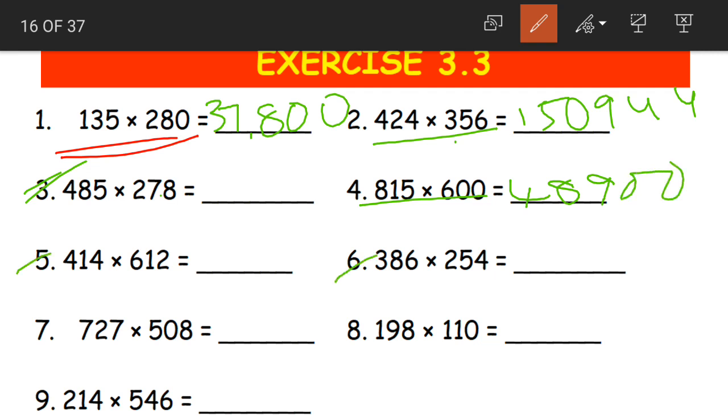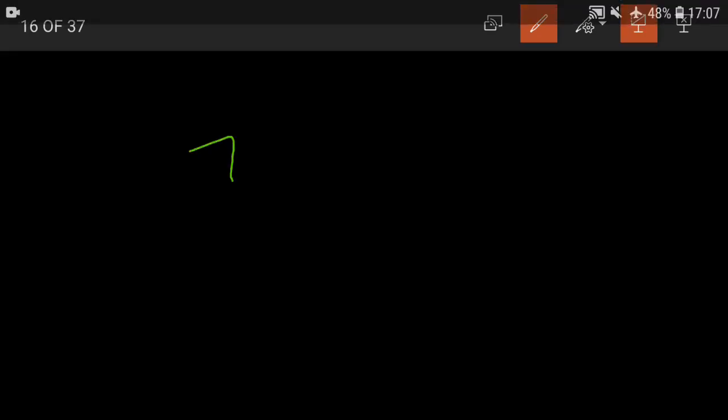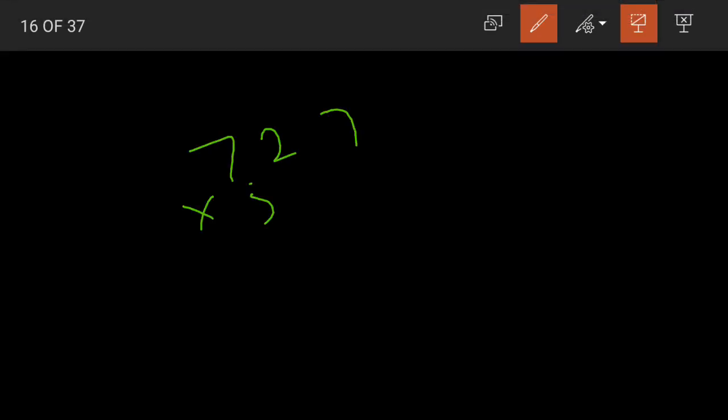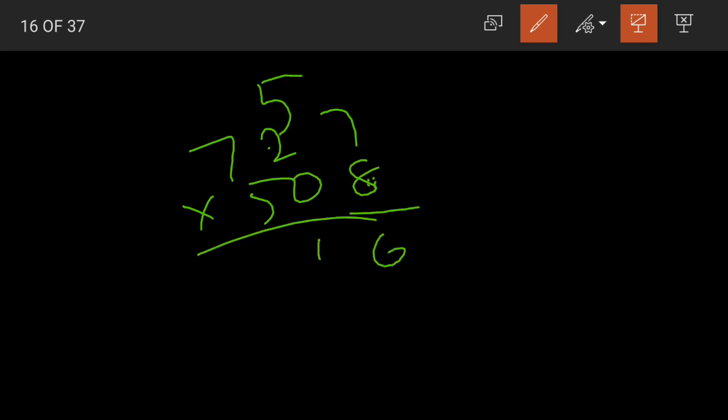Now again, 5 and 6 are similar, 3 digit by 3 digit, so I am skipping it. Coming to question number 7, 727 into 508. Yes children, starting with the ones place, 8 sevens are 56, 5 carried, 8 twos are 16 plus 5 is 21, 8 sevens are 56 plus 2 is 58.